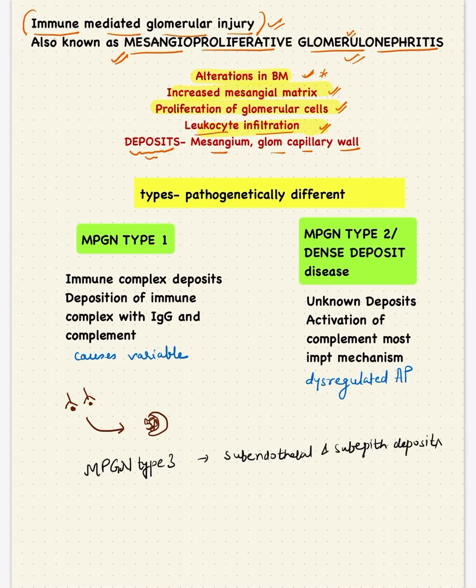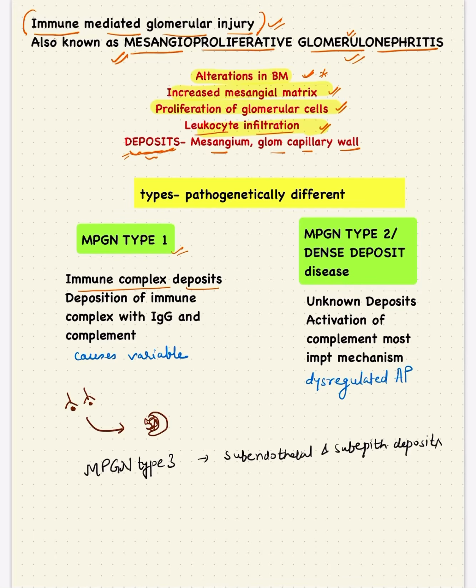And then there will be deposits which are seen in the mesangial glomerular capillary wall, and the deposits can be subendothelial, membranous, and the MPGN was traditionally classified based on the location of these deposits. So traditionally it was called type 1, type 2, type 3, but presently they are divided on the basis of the etiology. So earlier the MPGN type 1, it is basically immune complex mediated disease.